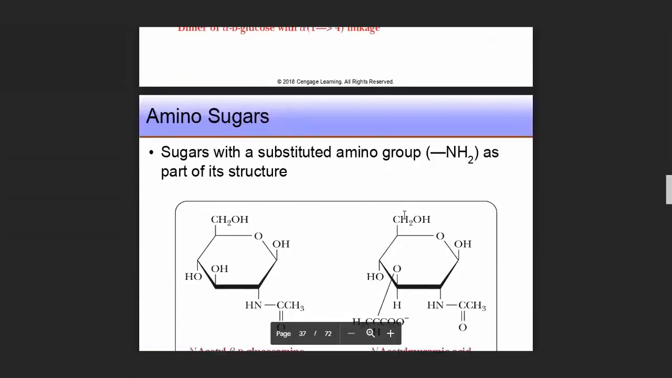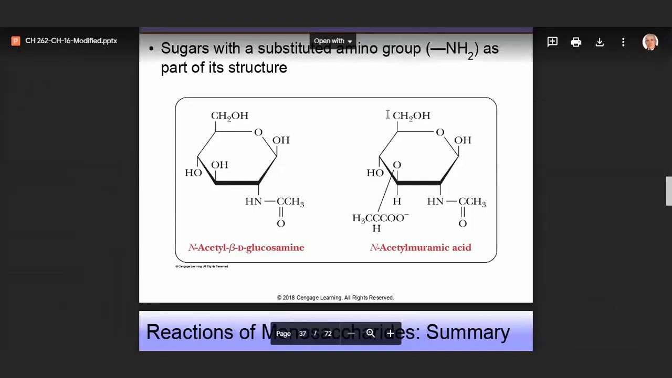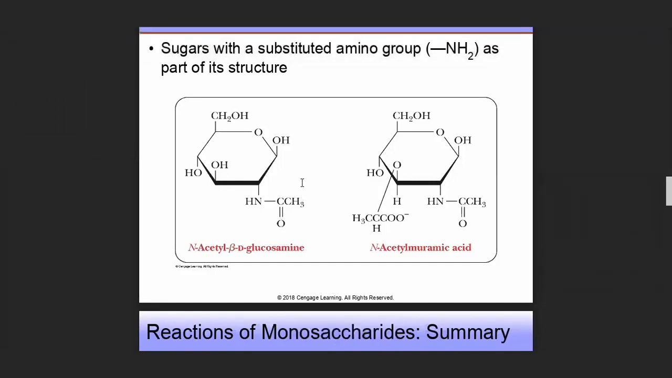Now, amino sugars are an interesting class of compounds related to monosaccharides. Here we have two important examples. At the beginning, if we substitute the OH group at carbon 2 by NH2, it's called glucosamine. And if we substitute the hydrogen on the nitrogen with the acetyl group, it becomes N-acetyl-beta-D-glucosamine.